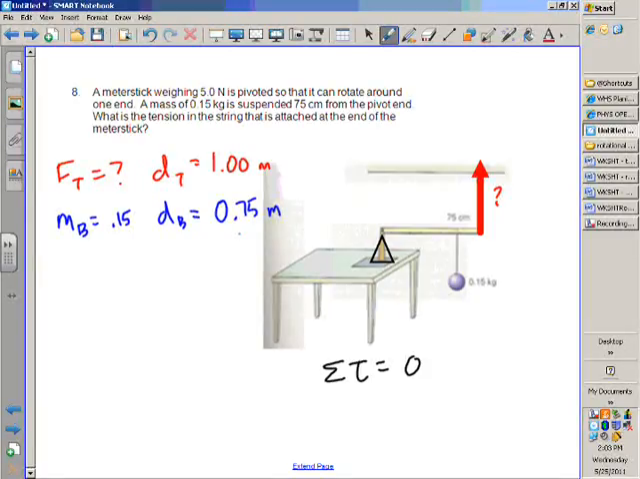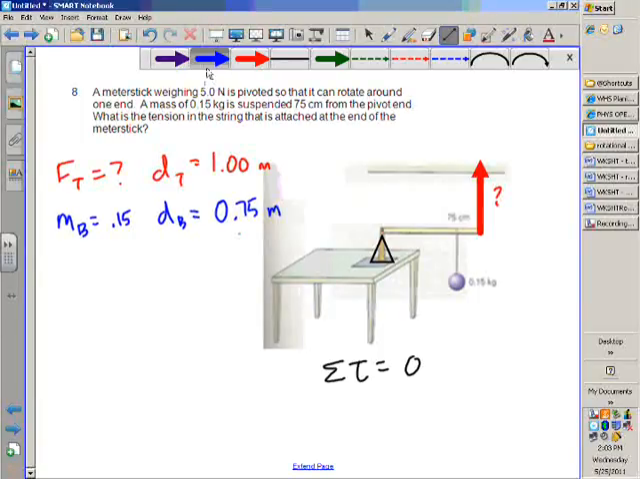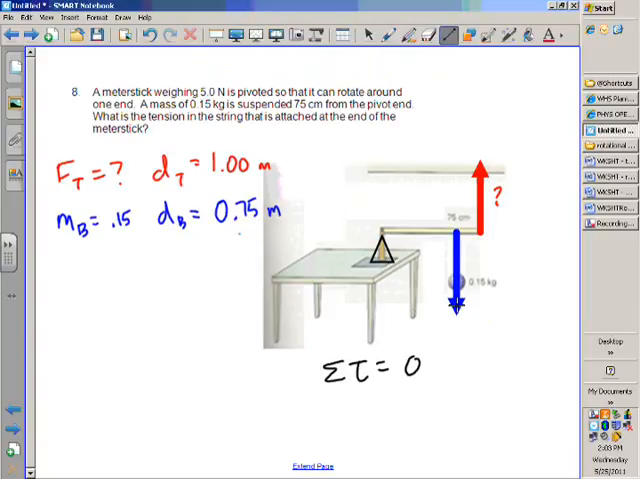And then, just like before, let's draw that in. So that's going to go like this, right? And it gave us a mass, but we can calculate a force out of that real quick, right? 1.47. Okay, so we got that.